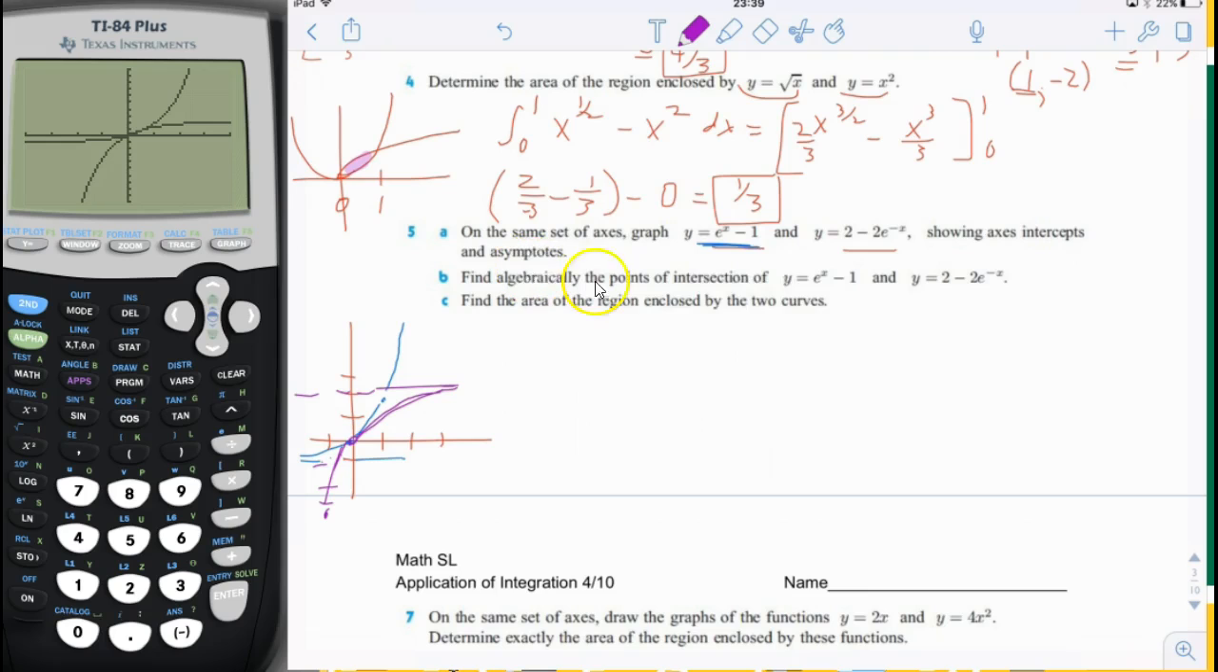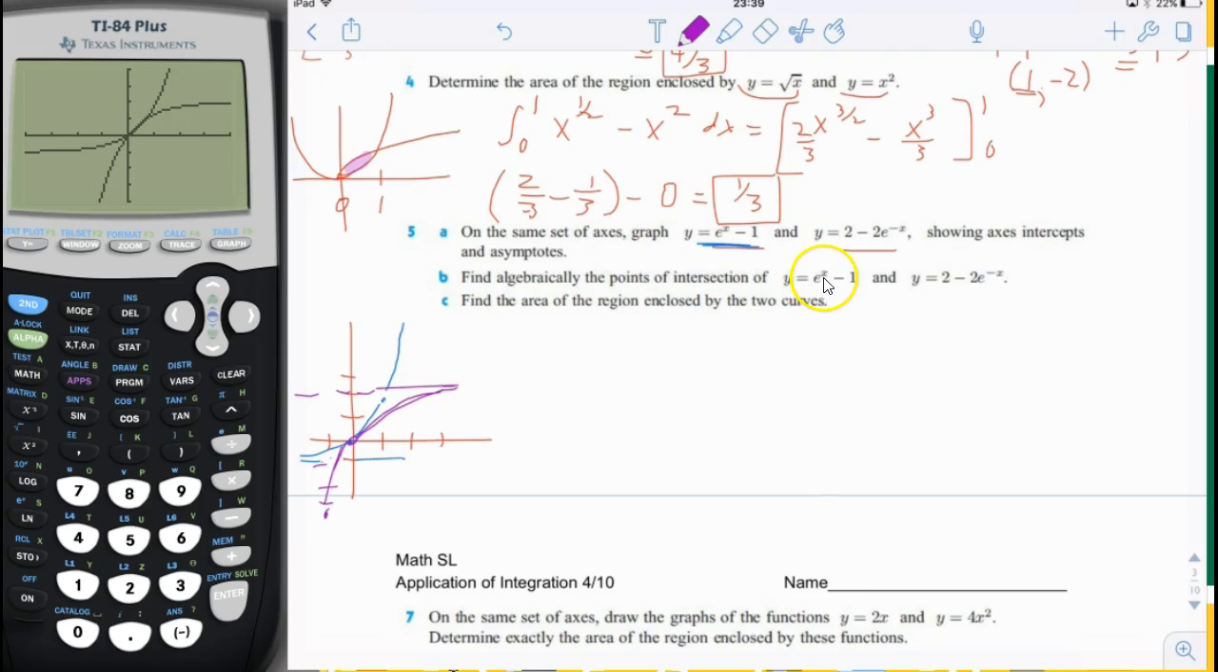Yeah, so I can't really see where the points of intersection are. Maybe I can do the y points a little bit zoomed in here. Okay. And then I'm going to find the region enclosed by these two curves. So it looks like it intersects at 0, 0 and maybe 1, 1.